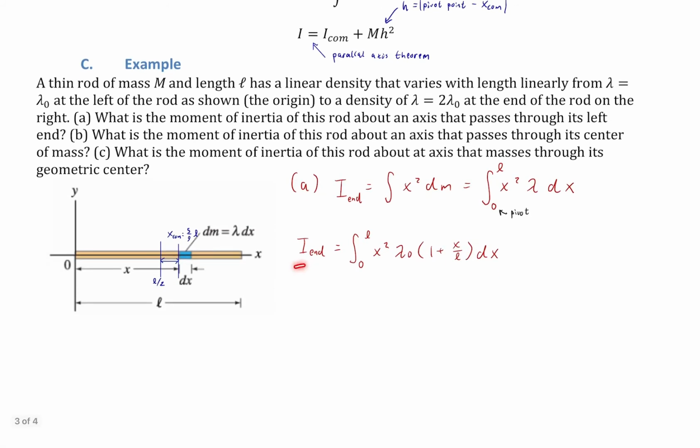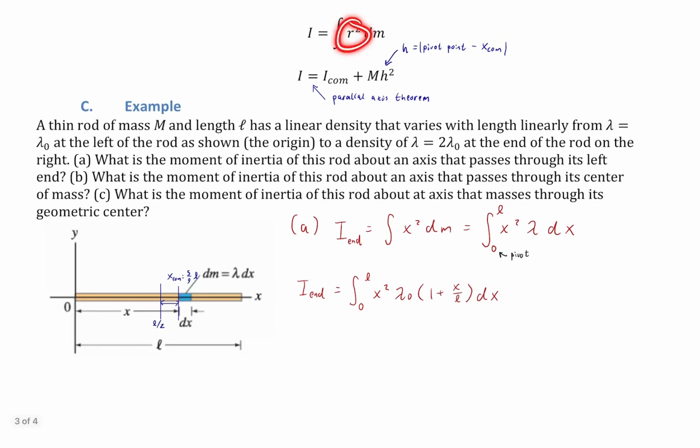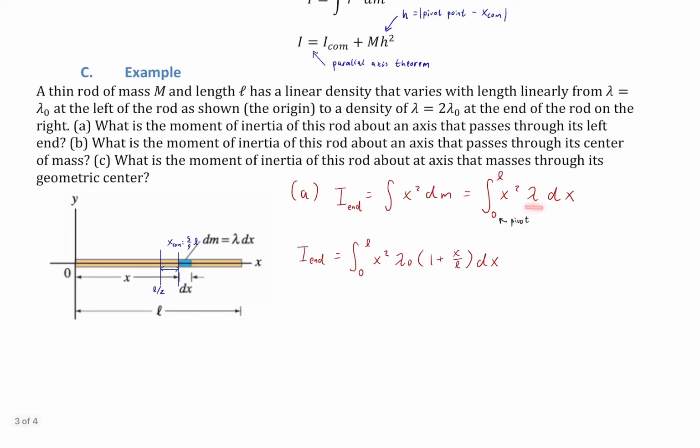So then, find the moment of inertia about the end, 0 to L. X squared is just there, right? That was in the definition after all. Then we're going to replace lambda with its functional form, because lambda is a function of x. There it is: lambda naught times 1 plus x over L, in parentheses. We know that comes from the point-intercept formula of a line. Our dx is there because we already did our substitution, replacing dm with lambda dx.